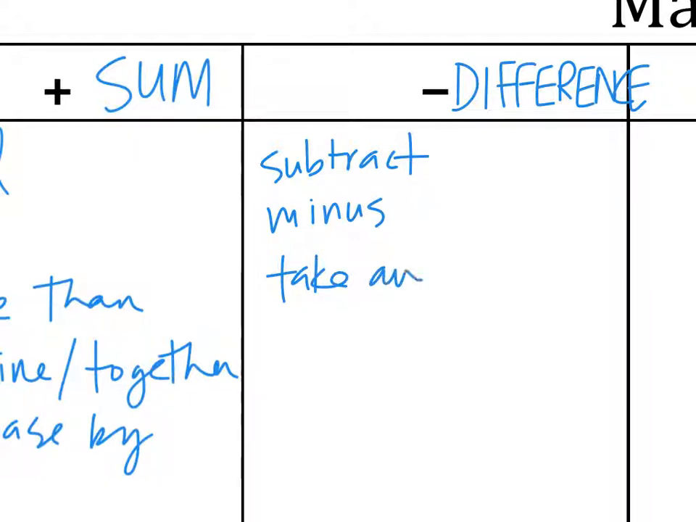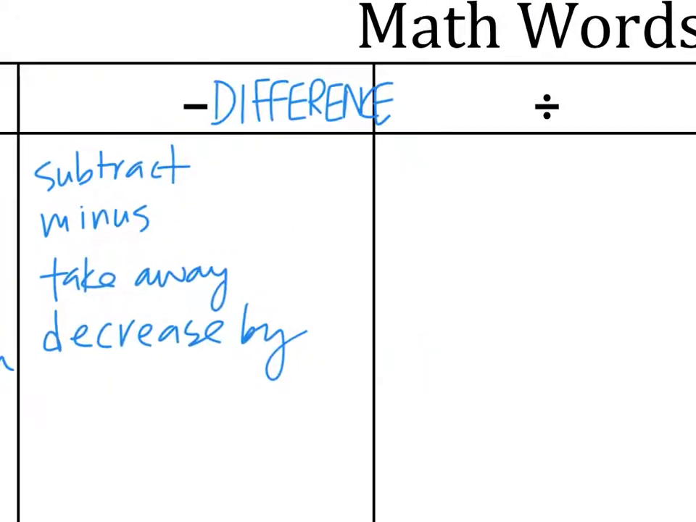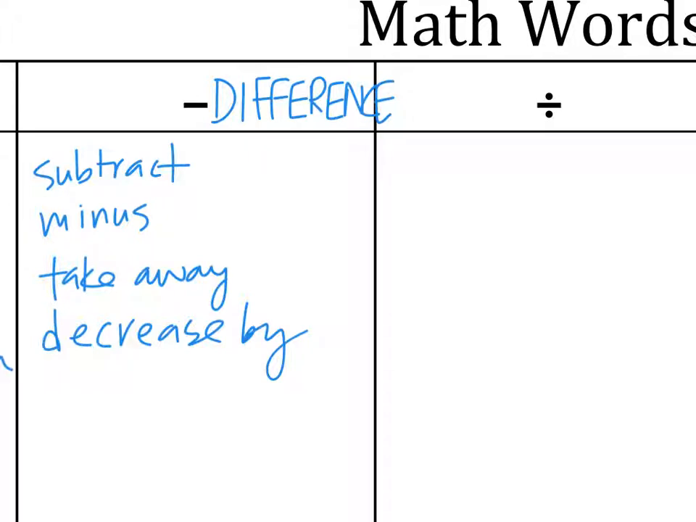I know, you probably don't say that as much as you did in grade school when your teacher says 5 take away 2 is what? You probably don't do that anymore, but take away does mean minus. What else? Maybe decrease by? Okay, so those are words that mean minus or when they are telling you to subtract. What about this next one? Divide. Yep, definitely divide.